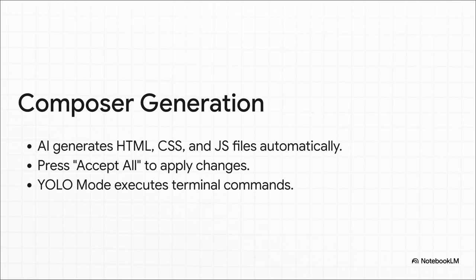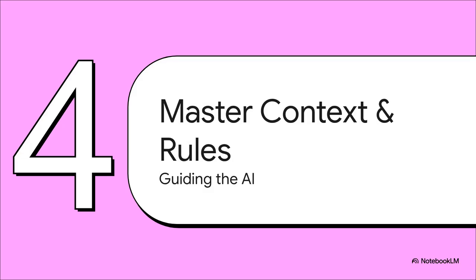When it's done, you simply review the changes and click Accept All to lock them in. Oh, and there is this amazing feature playfully called YOLO mode or auto run. If you turn that on, you're giving the AI permission to automatically execute terminal commands. It can install dependencies or spin up a local development server so you can instantly see your game in action. It's wild. Next up is step 4, mastering context and rules, guiding the AI.